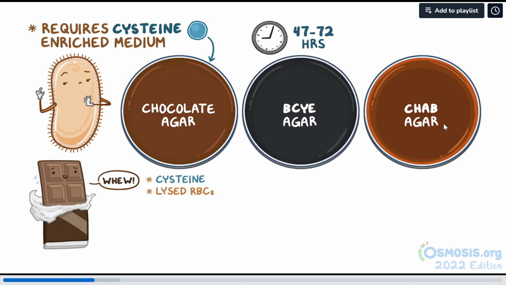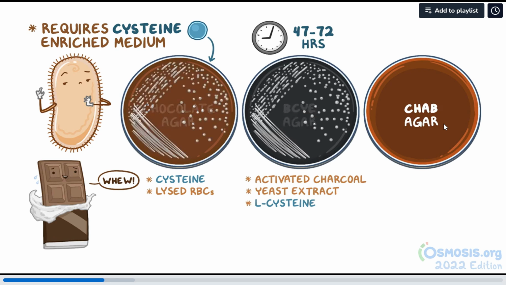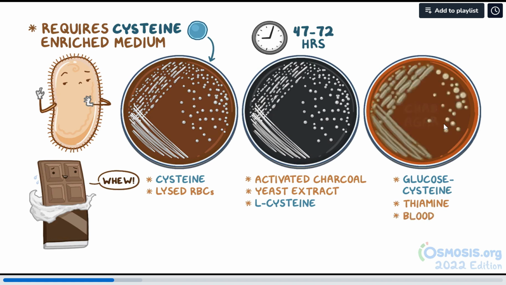BCYE stands for buffered charcoal yeast extract, so it contains activated charcoal, yeast extract, and L-cysteine. On these two mediums, Francisella tularensis forms round, gray-white colonies. Finally, CHAB is a glucose-cysteine agar that contains thiamine in blood, and on CHAB, Francisella tularensis forms greenish-white, round, smooth, mucoid colonies.